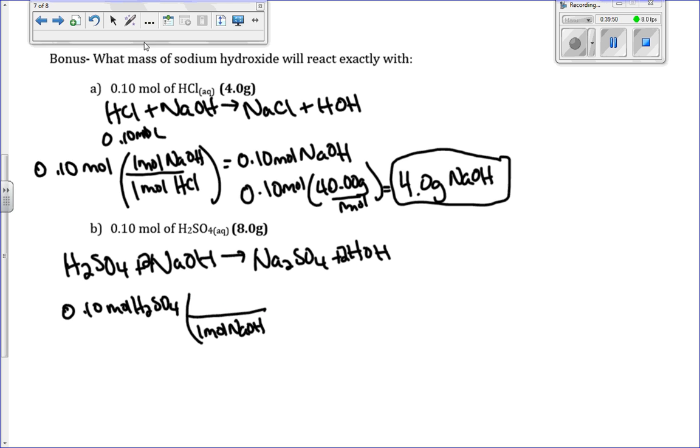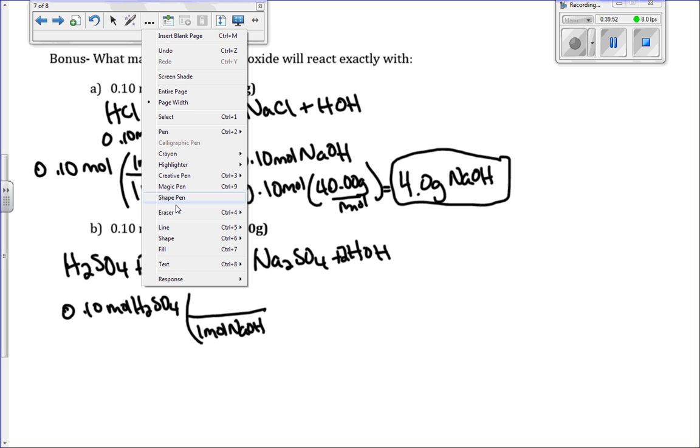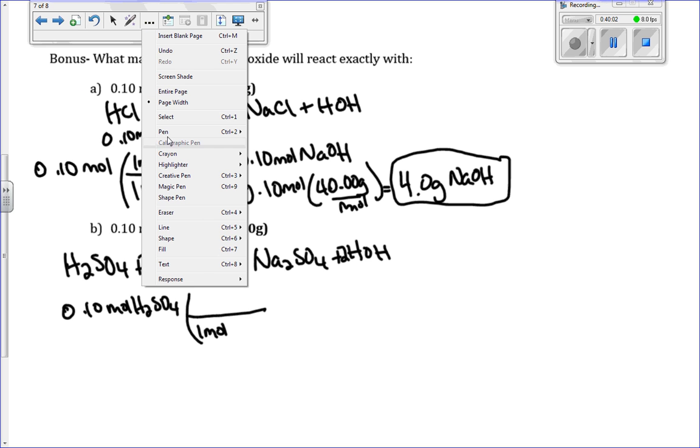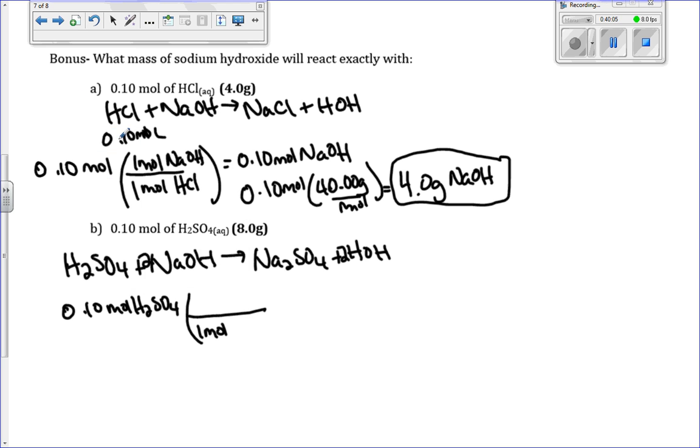Oh, wrong. Sulfuric acid. I will be a pro at using this pen by the end. I promise.